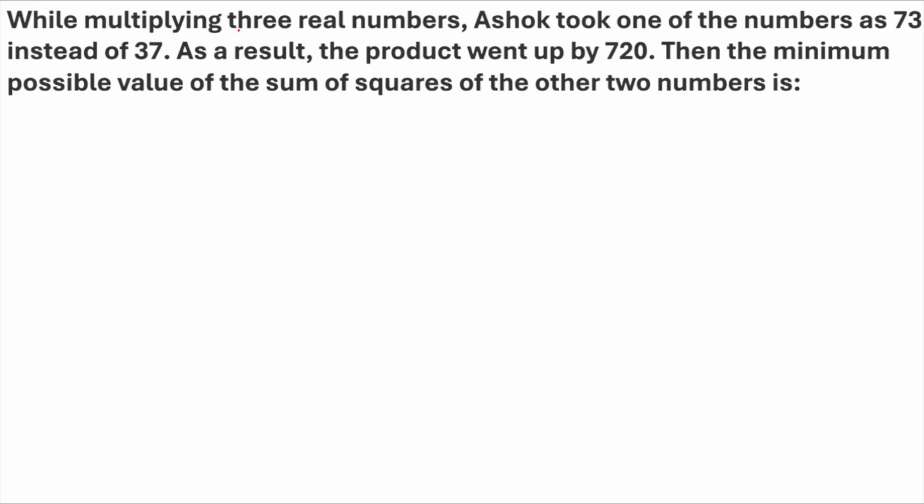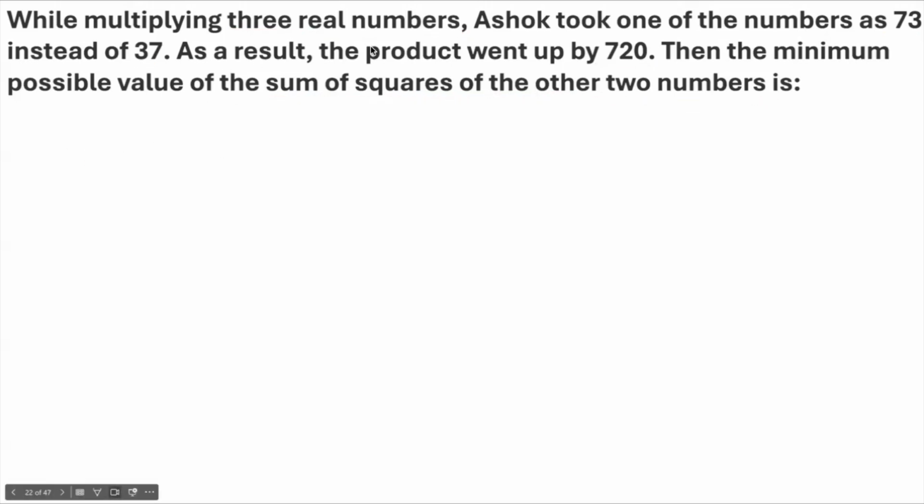Alright, while multiplying three real numbers, Ashok took one number as 73 instead of 37. As a result, the product went up by 720. Then the minimum possible value of the sum of the squares of the other two numbers is?